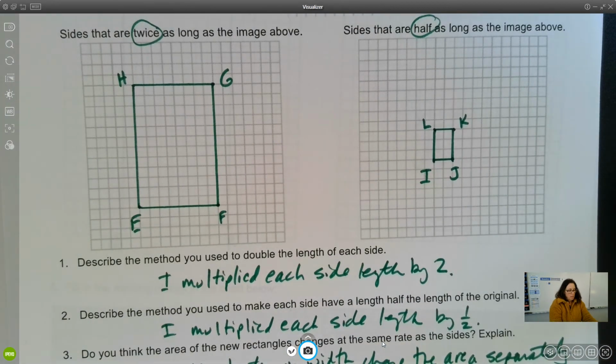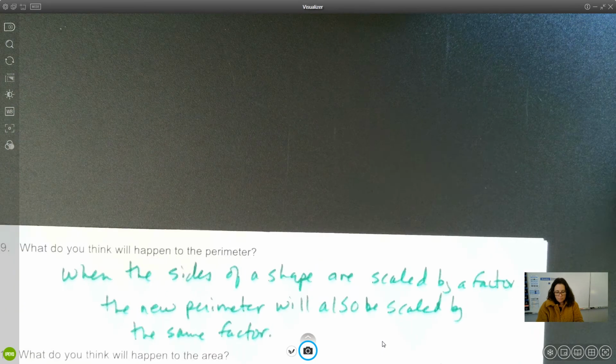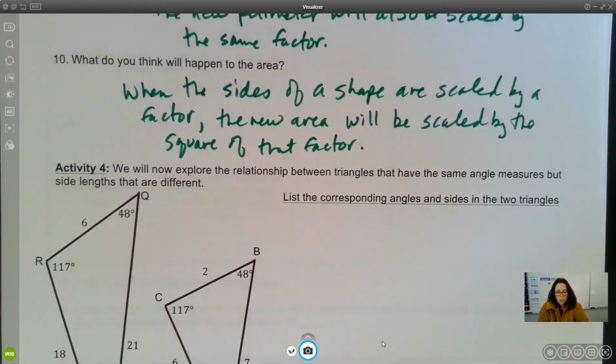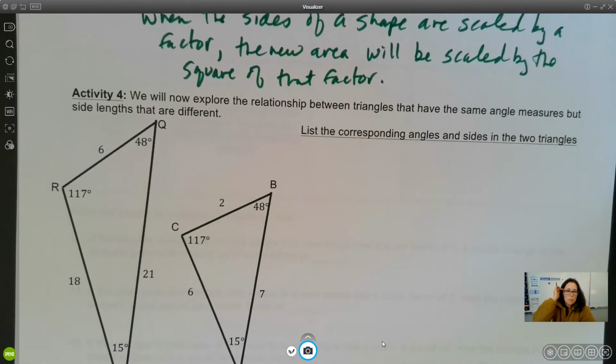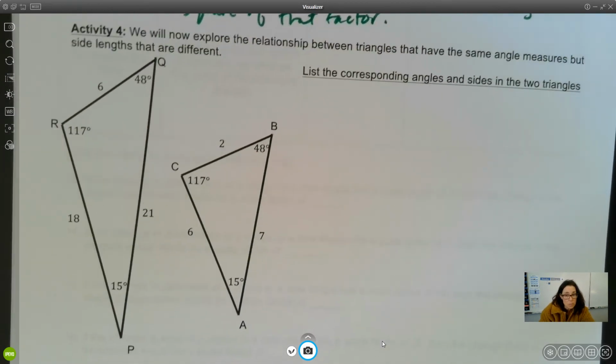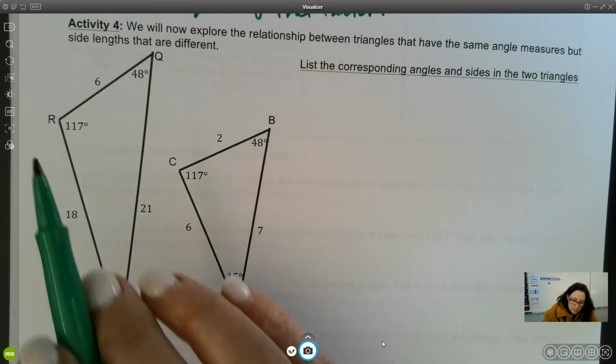Okay, all right, let's look at this last activity here, activity 4. We will now explore the relationship between triangles that have the same angle measures but side lengths that are different. List the corresponding angles and sides in the 2 triangles. Okay, so let's talk angles.